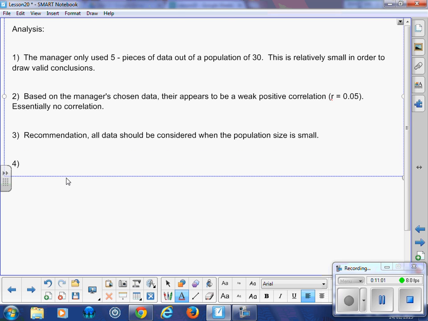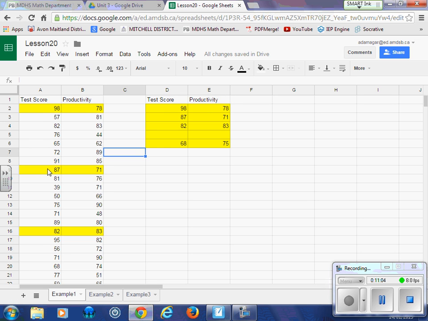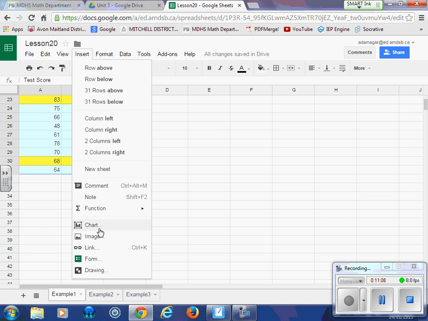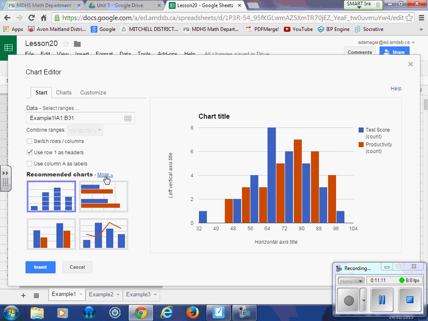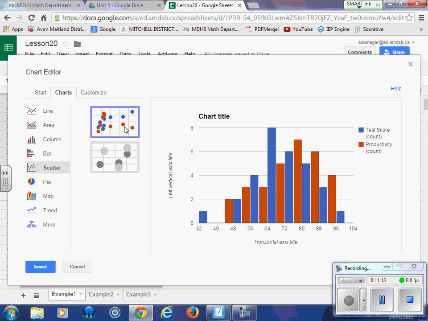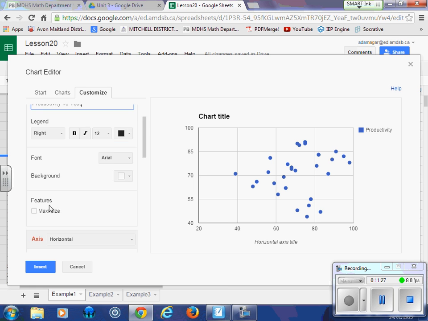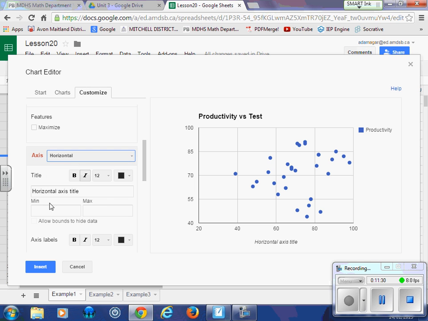All right, so if we use all the data, and the nice thing with spreadsheets is it's not a challenge. You just have to highlight all the data. So here we go. Let's see what it should be based on everyone's results here. So if we make our scatter graph, customize it. So, oops, productivity versus test. And horizontal, we'll start there. Let's go, that's test score.